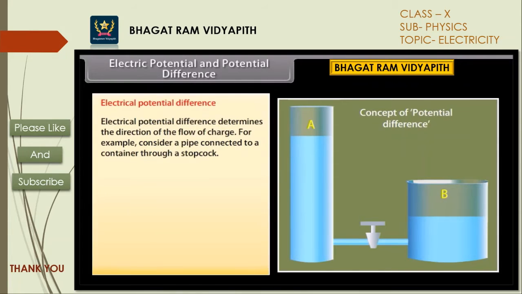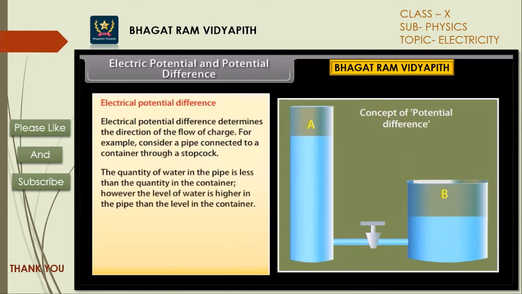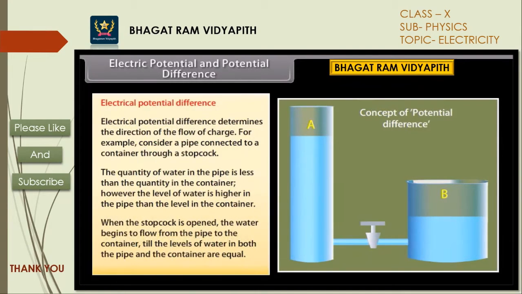For example, consider a pipe connected to a container through a stopcock. The quantity of water in the pipe is less than the quantity in the container. However, the level of water is higher in the pipe than the level in the container. When the stopcock is opened, the water begins to flow from the pipe to the container till the levels of water in both the pipe and the container are equal. This shows that it is not the quantity of water but the level of water which decides the direction of flow of water. It is the potential difference that is responsible for the flow of water.